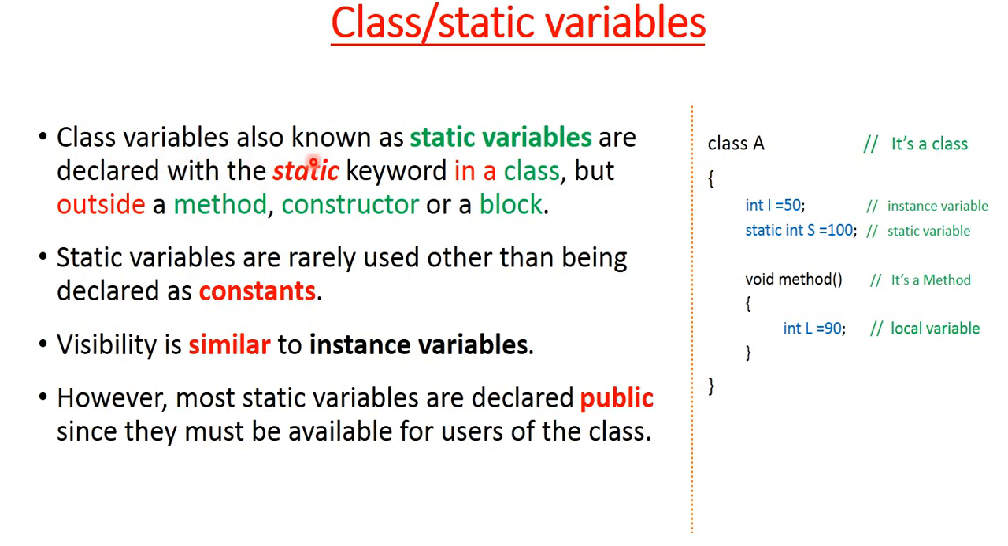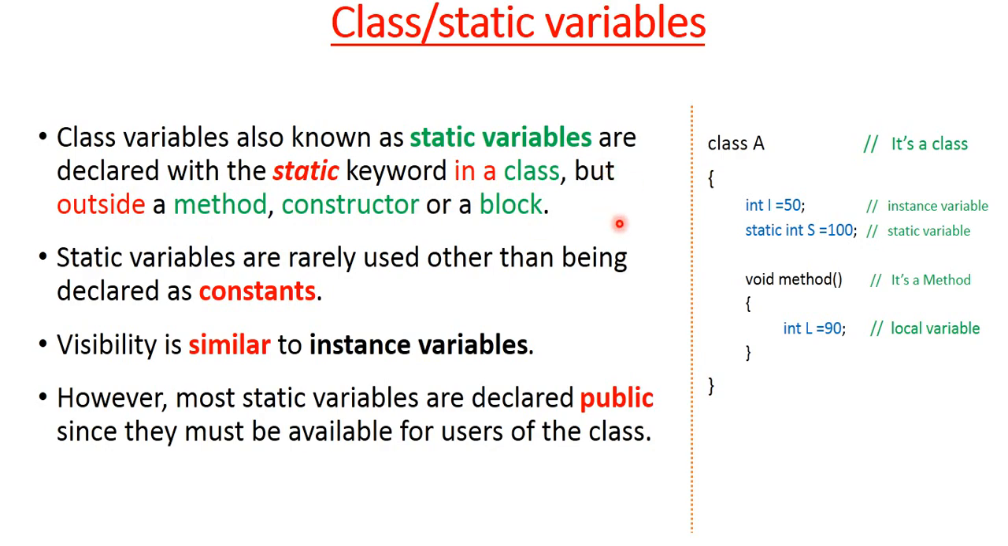Now the class or static variable. Class variables, also known as static variables, are declared with the static keyword. So whenever a variable is declared using the static keyword in a class, it is known as a static variable.